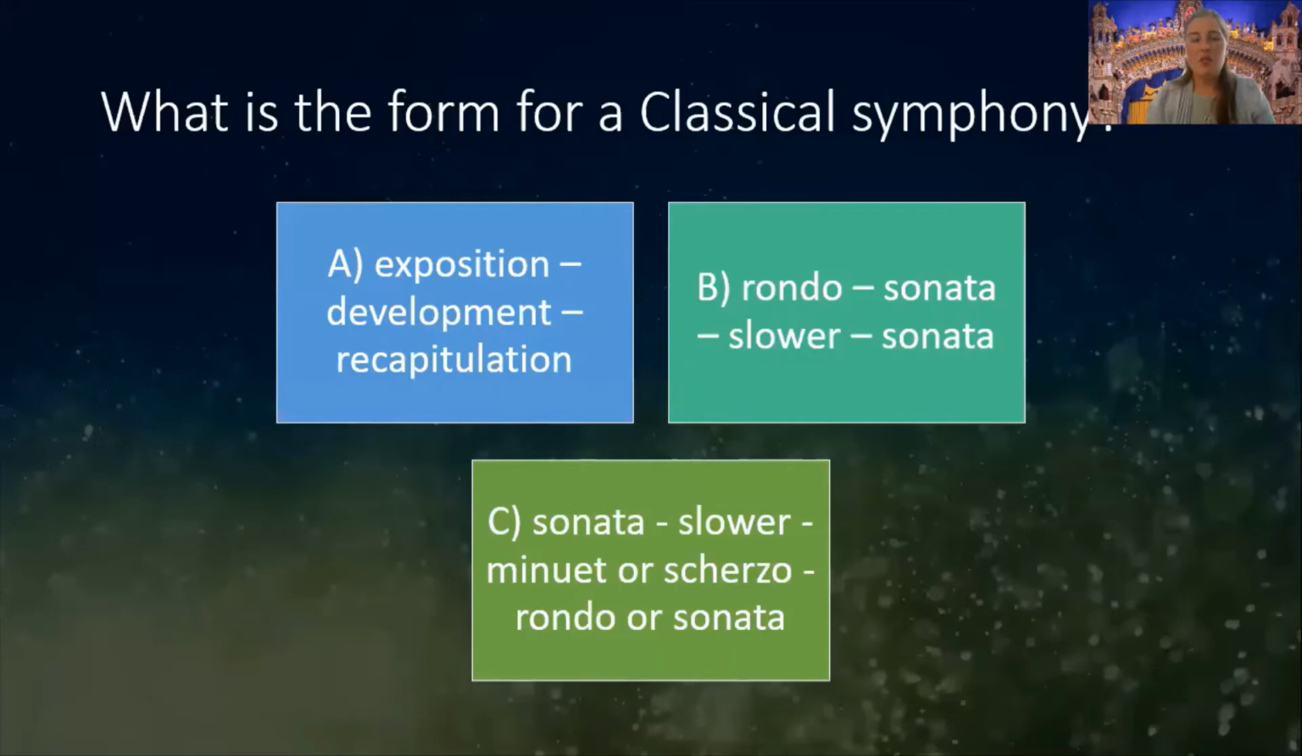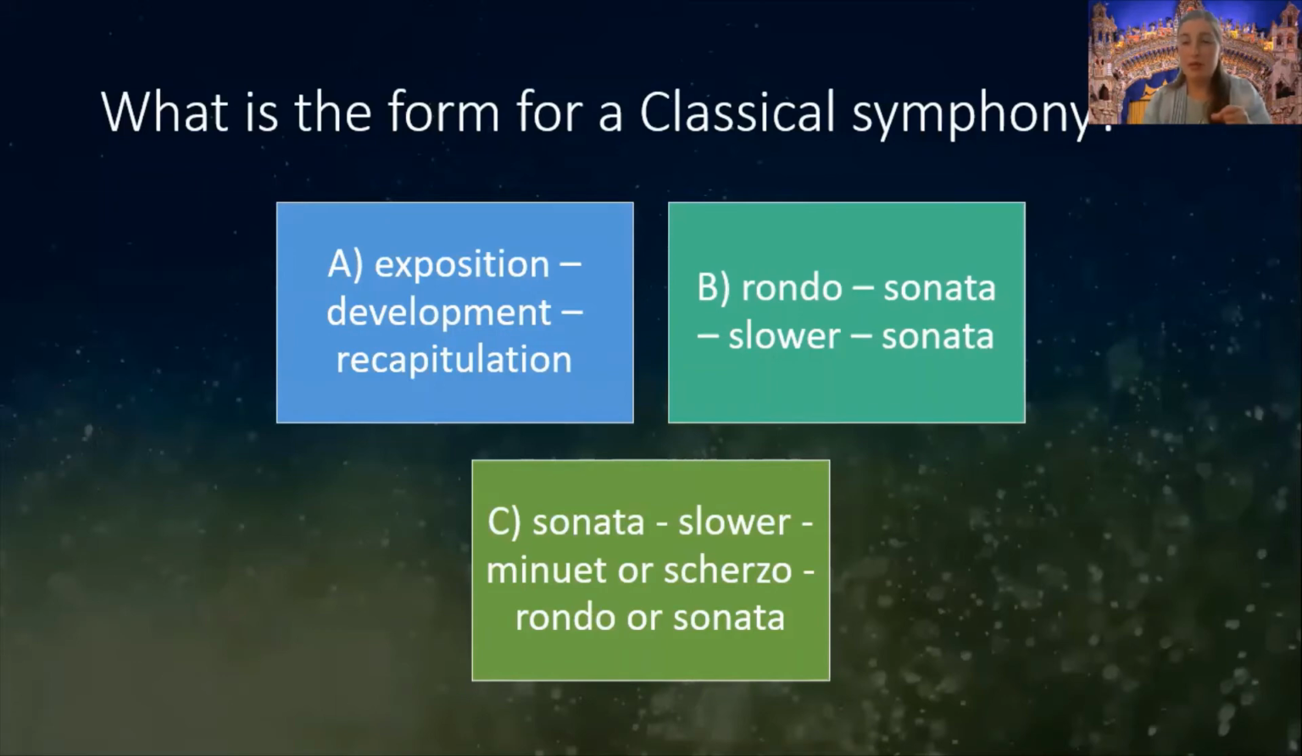So tell me, what is the form of a classical symphony? Is it A, exposition, development, recapitulation? Is it B, rondo, sonata, slower, sonata? Is it C, sonata, slower, minuet or scherzo, and then rondo or sonata? You tell me.